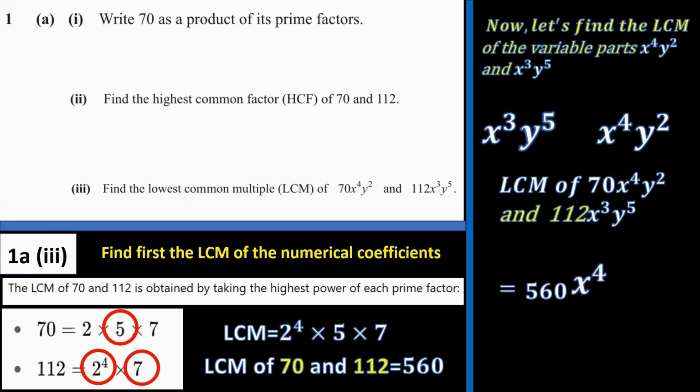Then we compare the y. When you look at the y in the two expressions, we have y to power 5 in one, and y to power 2 in the other. When you compare this, you take y to power 5, as it has the greater index. And so 560 s to power 4 y to power 5 will give us the LCM of 70 s to power 4 y to power 2 and 112 s to power 3 y to power 5. That will be our final result. Hope this is very simple and clear.